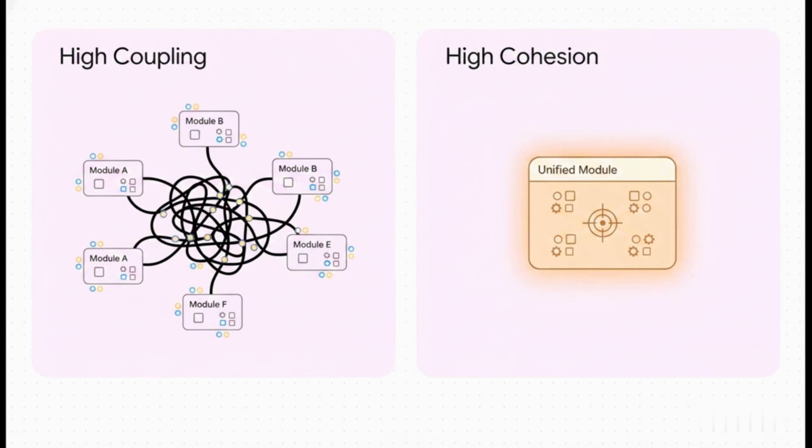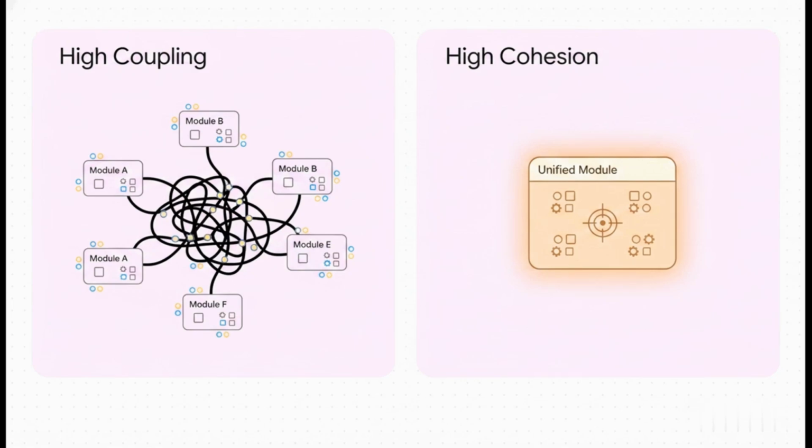Picture a totally tangled mess of electrical wires. That represents high coupling. Coupling is basically the degree of interdependence between different software modules. If modules are highly coupled, they are heavily reliant on each other. So pulling on one wire threatens to yank out and break literally everything else. We definitely want to avoid this.